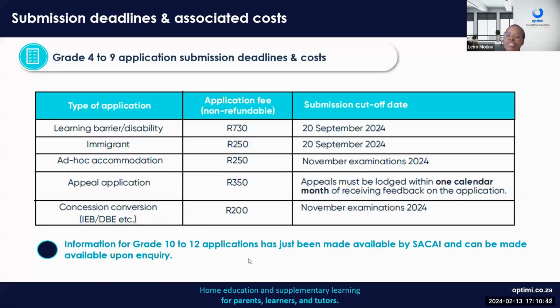These are the submission dates and deadlines associated with the concessions. For grade 4 to 9, we have it here on our screen. You will see that the cutoff date for grade 4 to 9 is the 20th of September for all learning barrier and immigrant concessions. And then for grade 10 to 12, you can send us an email and we'll make the details available for you.